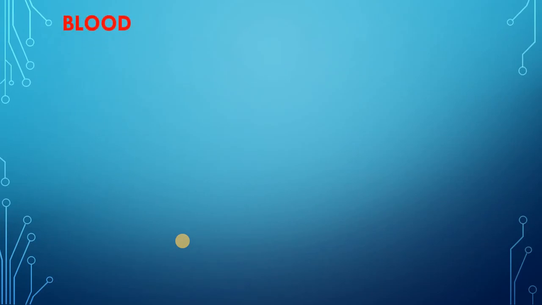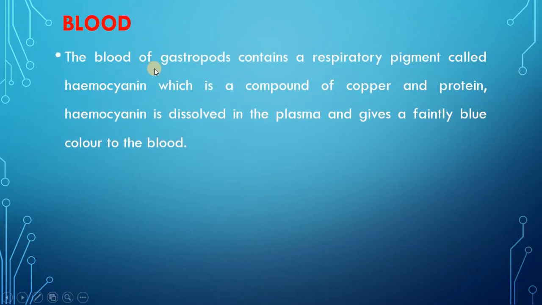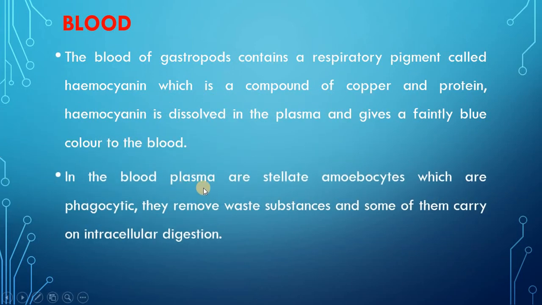Next is the blood. The blood of gastropods contains a respiratory pigment called hemocyanin, which is a compound of copper and protein. Hemocyanin is dissolved in the plasma and gives a faintly blue color to the blood. But in a few gastropods, such as Planorbis, hemoglobin is found in place of hemocyanin, which is an exception. In the blood plasma are stellate amoebocytes, which are phagocytic in nature and remove waste substances, and some of them carry on intracellular digestion also.